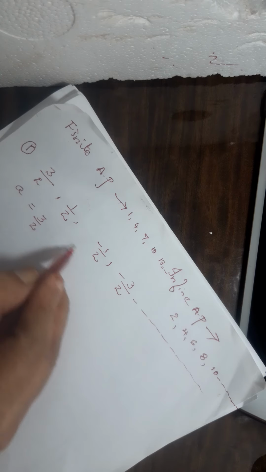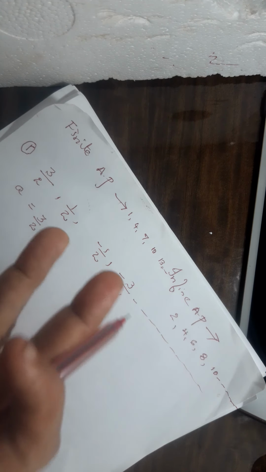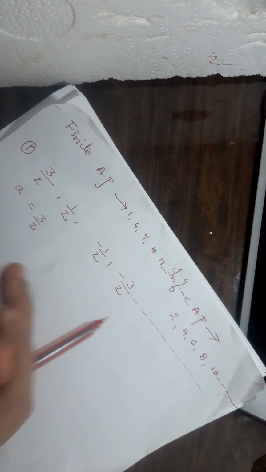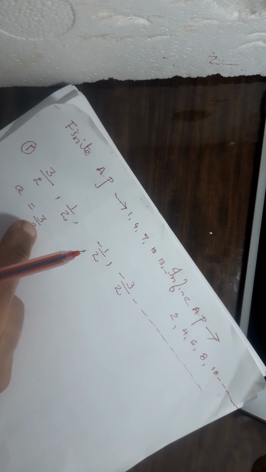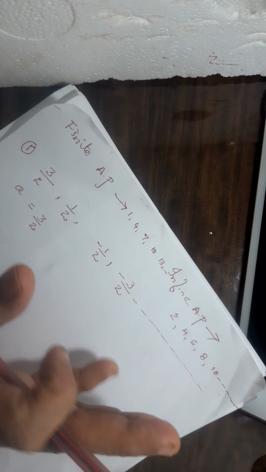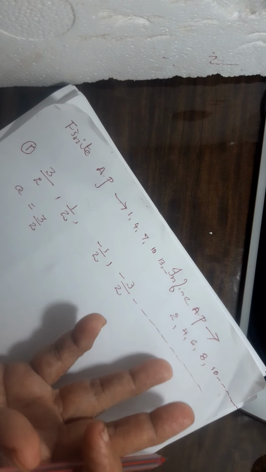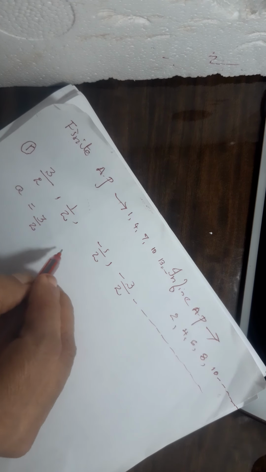The very first term in this. This is an AP they are telling. For the AP, the question itself tells it is an AP. In that AP, what is the first term? What is the common difference? What is A and what is D? They are asking. A is the first term. What is D? It is the common difference. They are asking you that. Okay. A is equal to 3 by 2, you will write.